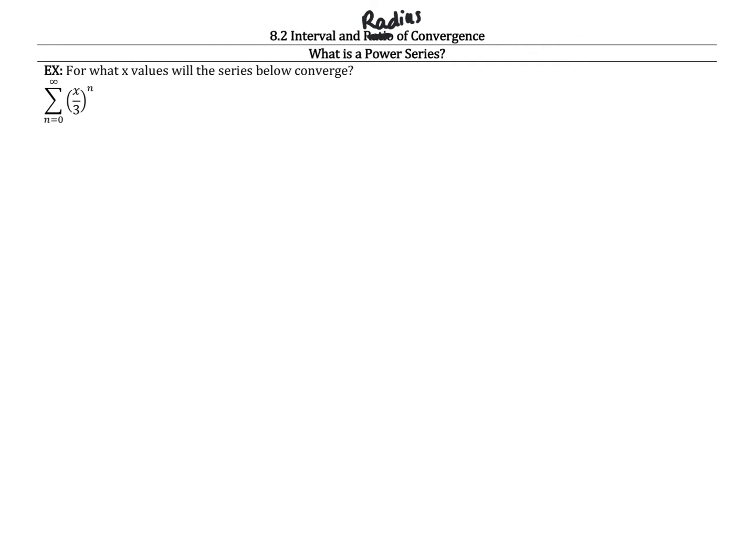If x was just a number, then this would be a geometric series. And we know that a geometric series is going to converge when the absolute value of the ratio is less than 1. So let's just plug in what our ratio is. In this case, x is in our mind holding the place of some number. So the absolute value of x over 3 would be less than 1.